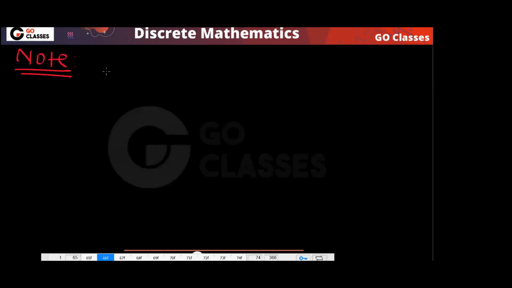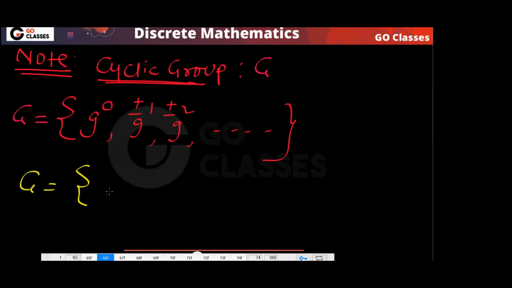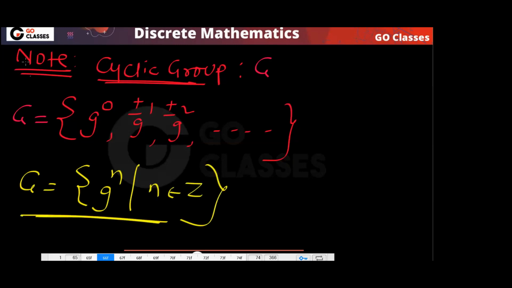These things are not hard. You know what a cyclic group is? This is the template of a cyclic group. You have some element g, and a cyclic group is nothing but g power 0, g power 1, g power 2, g power plus minus 1, g power plus minus 2. This is the template of a cyclic group. So any cyclic group you can write like this, g power an integer.